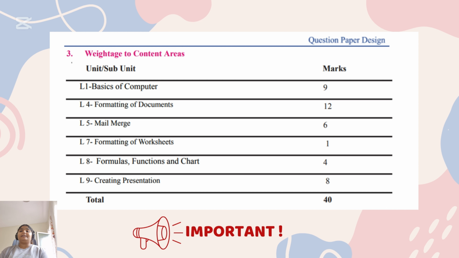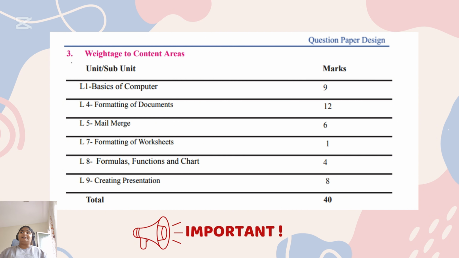So let's see the chapters now. Lesson 1 has 9 marks of weightage, which means that the total number of questions which will come from this chapter is worth 9 marks. So if you go to lesson 4, it is 12 marks. Lesson 5 has 6 marks, lesson 7 has 1 mark, lesson 8 has 4, and lesson 9 has 8.